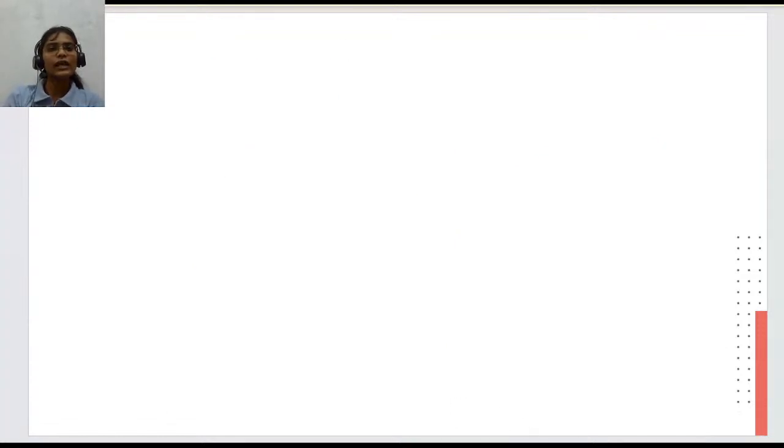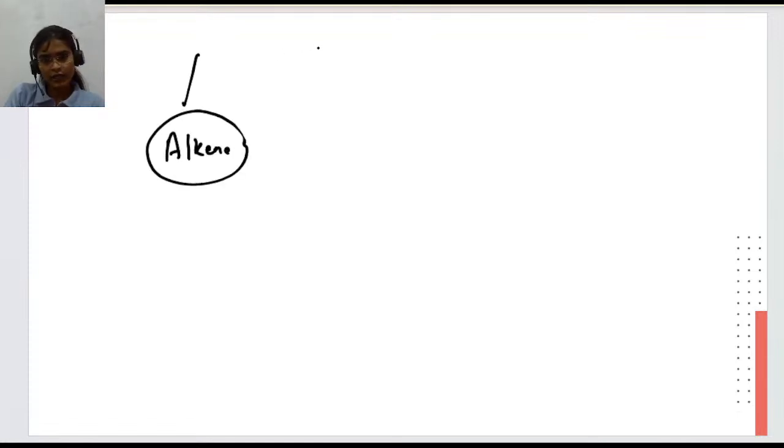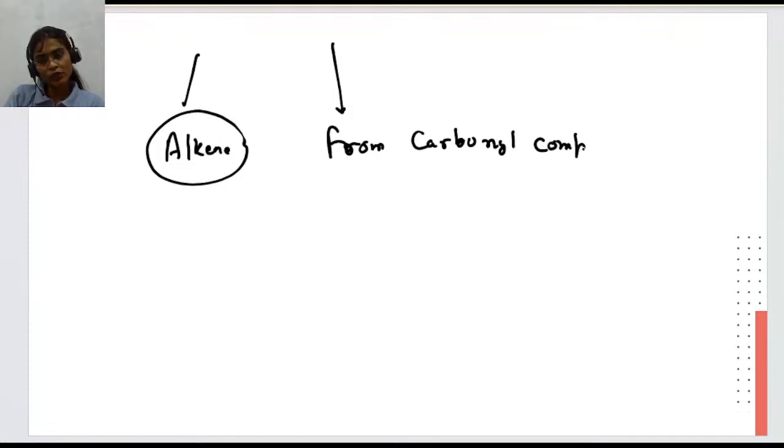Now let's see the same part. In the first part we discussed the oxidation part. Let me just explain. In the preparation part, the alkene part is done. Now the second is going to be from carbonyl compound. If I say this word carbonyl compound, what do you mean by this word carbonyl compound?